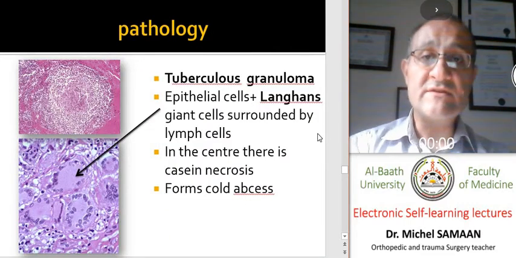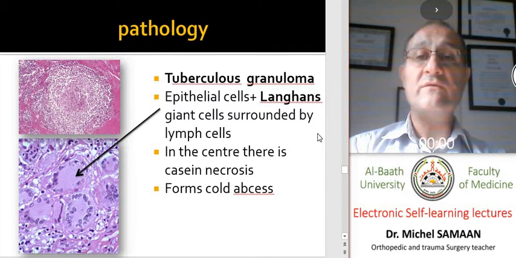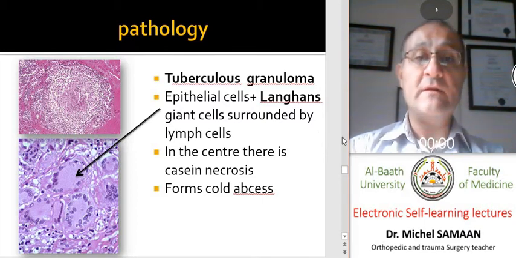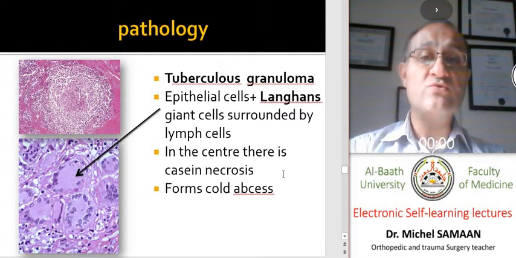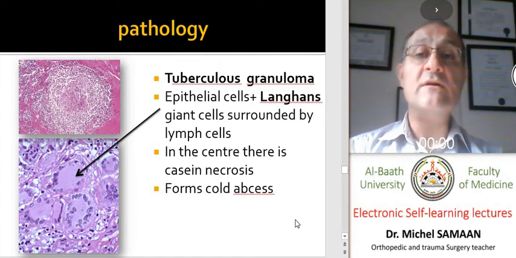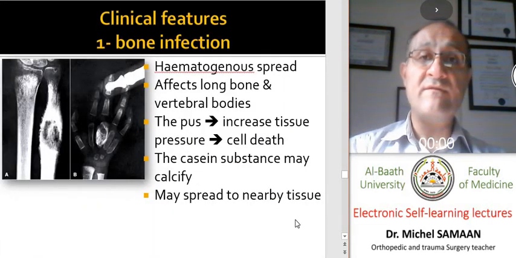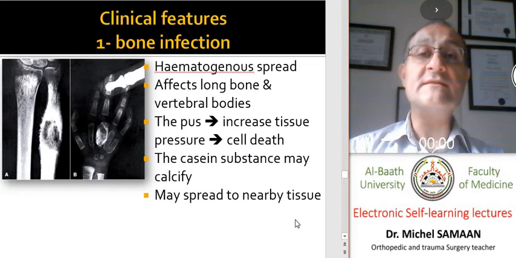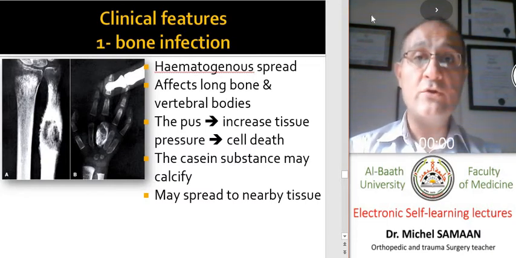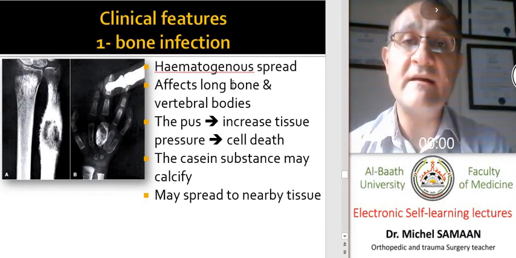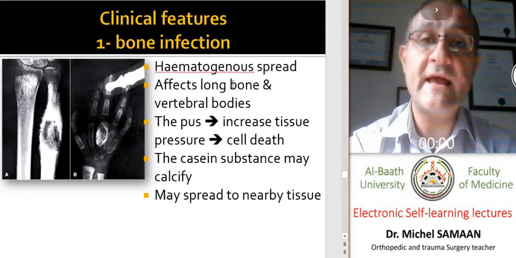Usually we have a tuberculous granuloma that consists of epithelioid cells and Langhans giant cells surrounded by lymphocytes. It usually has a cold abscess and caseous necrosis, which are the characteristics of tuberculous infection. We may have three types of infection in the musculoskeletal system, the first being bone infection. Usually it's a haematogenous spread infection, and it usually affects vertebral bodies and long bones.